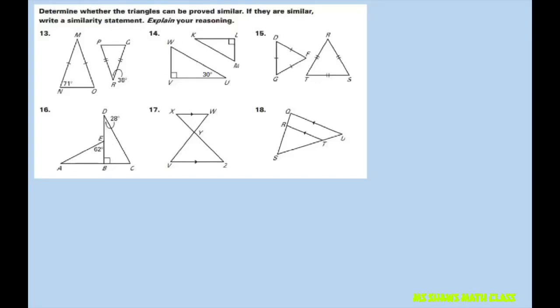Hi everyone, we're going to determine whether the triangles can be proved similar. If they're similar, we're going to write a similarity statement and explain our reasoning. So for number 13 here, I know this is an isosceles triangle. The two sides are the same, so this is 71 degrees.